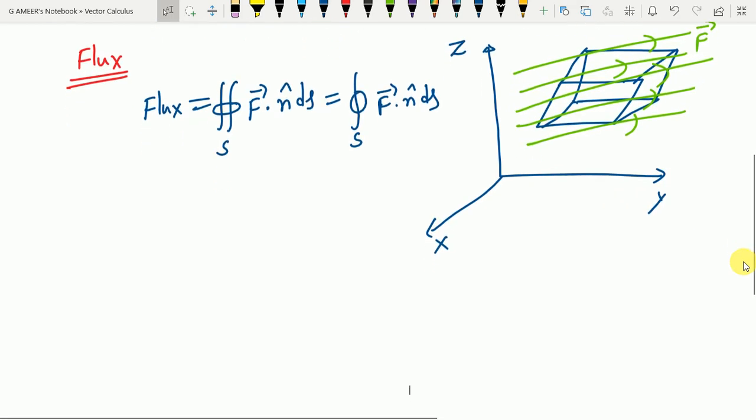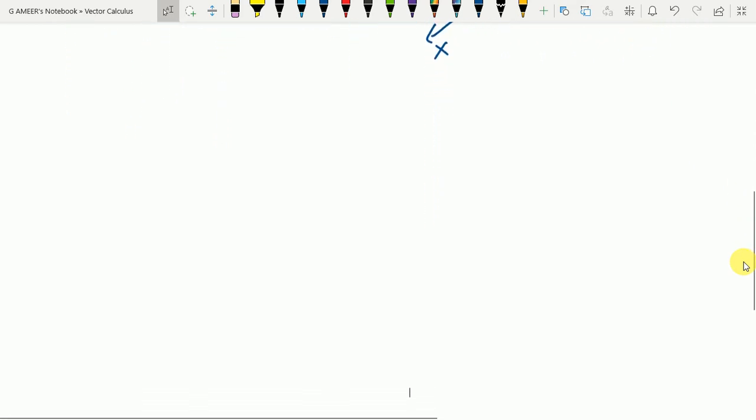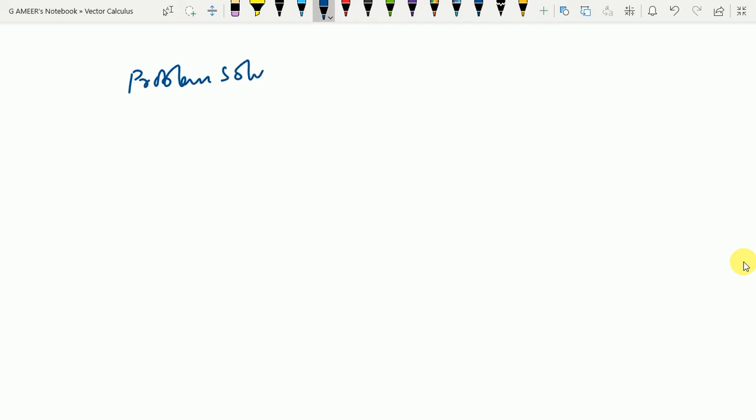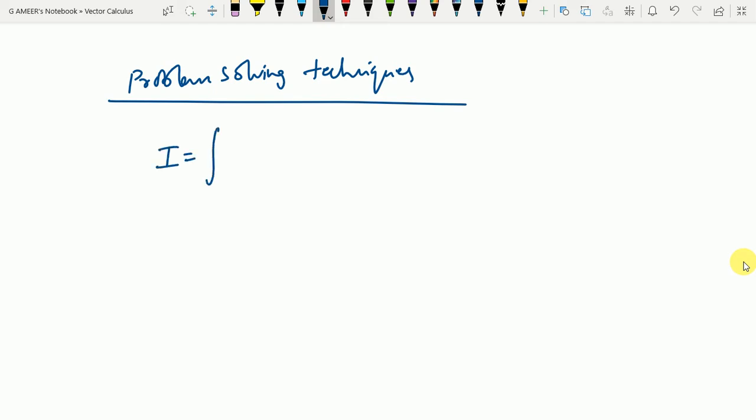While applying to the problems, what are the problem solving techniques we adopt here? As we need to determine the surface integration, that is defined as F dot n cap into dS. So this is the surface integration we need to perform. They will provide what the vector field F is and what the surface is, with the proper limits, then we can perform it. Okay, fine.